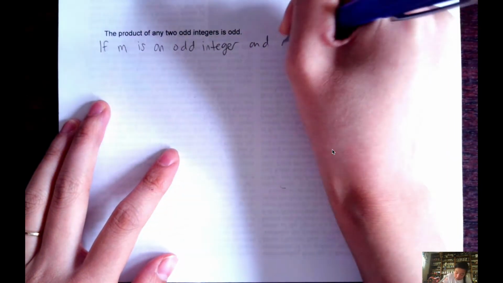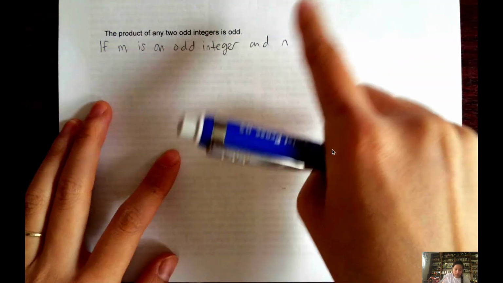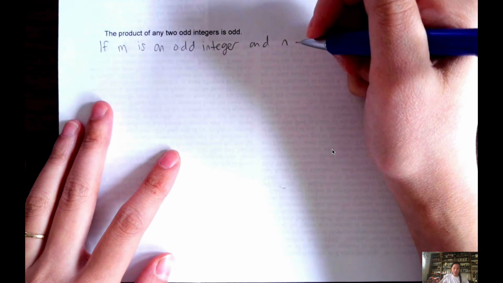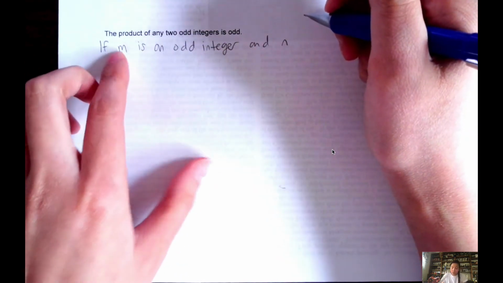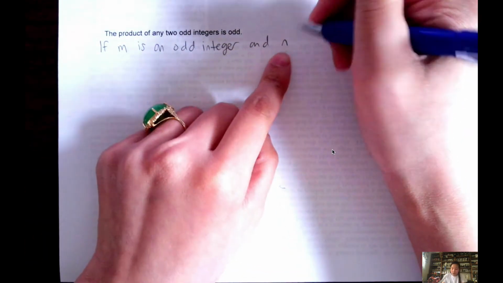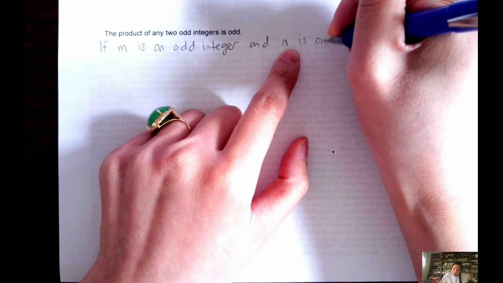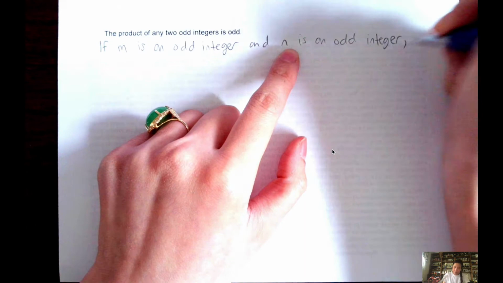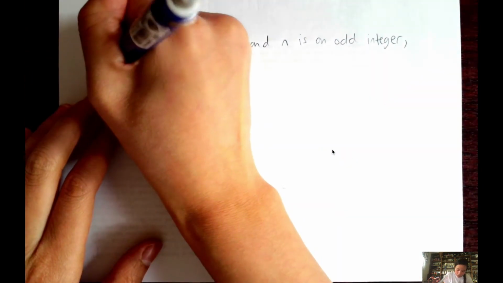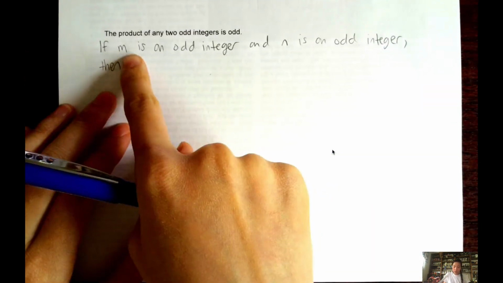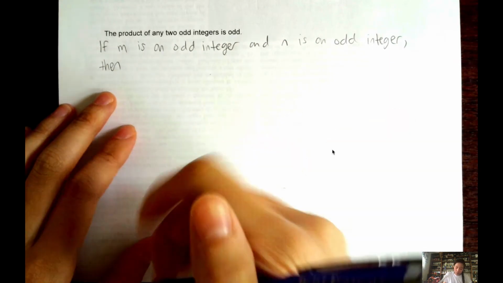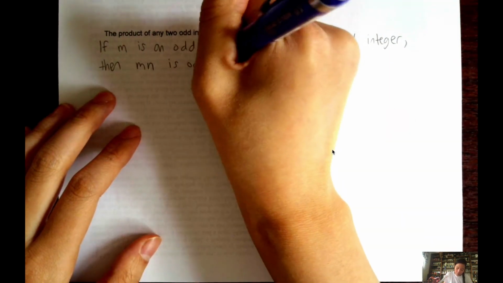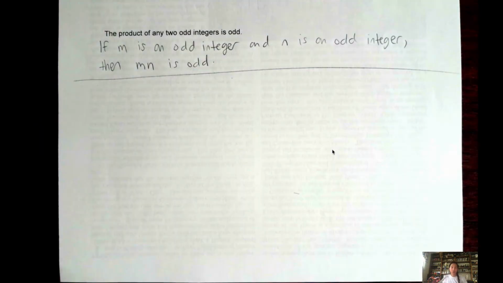and n, it could be any letter, a, b, c, d, it doesn't matter. I just like using m and n. So if m is an odd integer and n is an odd integer, then the product of m and n is odd. So then mn is odd. There. Now we can start writing our proof.